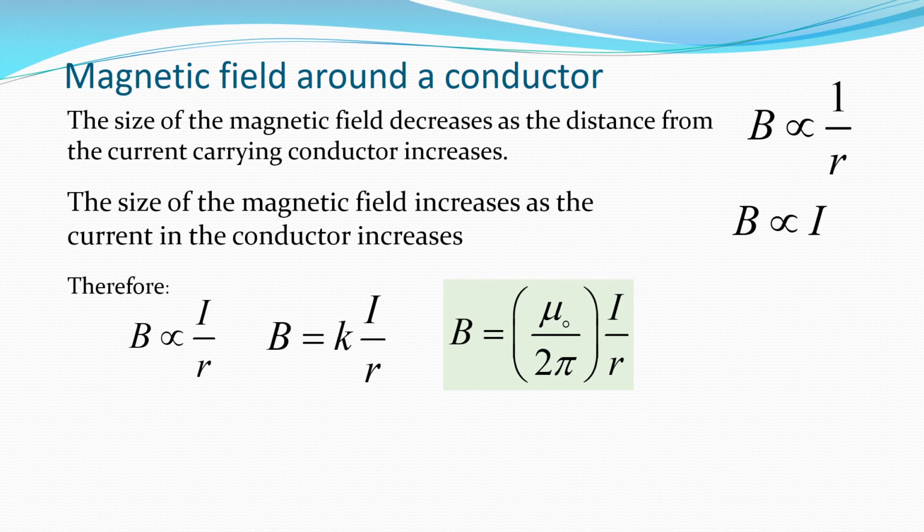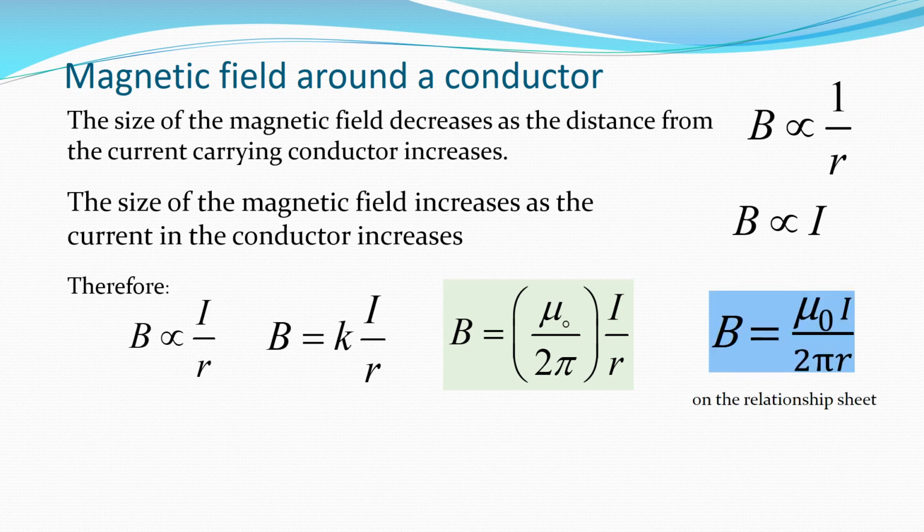So we end up with the equation B is equal to mu naught over 2 pi multiplied by I over r. This is rearranged, and the form that you see on the relationship sheet is B is equal to mu naught I over 2 pi r. Think about it. What's 2 pi r? Yep, that's right. 2 pi r is the circumference of the circle, the circumference of the magnetic field. So B is equal to mu naught I divided by the circumference.